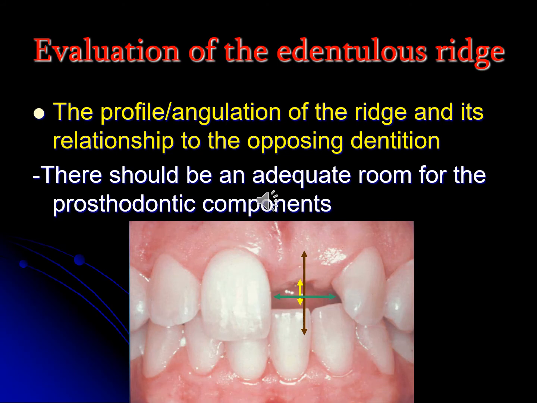In the evaluation of the edentulous ridge, we should evaluate the profile and the angulation of the ridge and its relationship to the opposing dentition. That means we should have adequate room for the prosthodontic component. In this case, we see the patient has missing teeth in the area of 2-1.